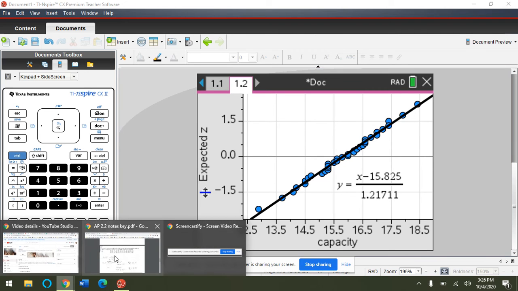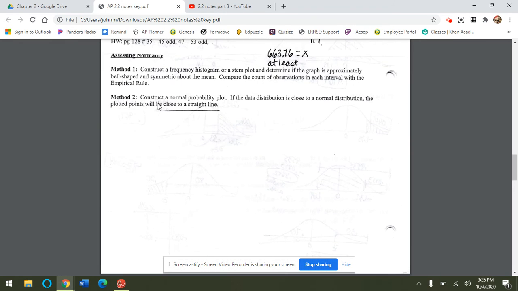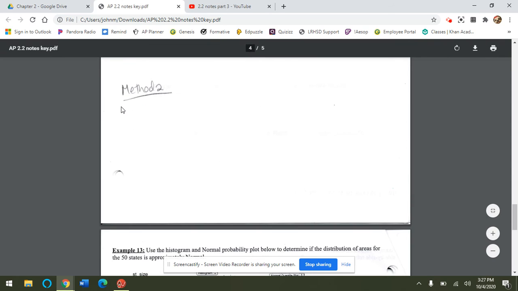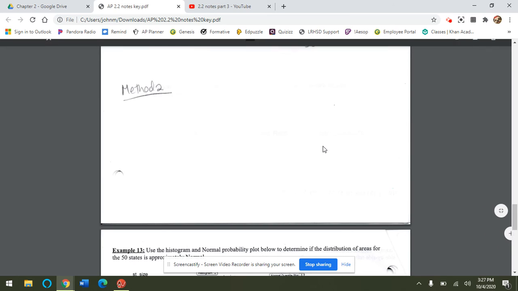Which I wrote here as method number 2. Construct a normal probability plot. If your data distribution is close to normal, then the plotted points in your normal probability plot will lie close to a straight line. So you could write for method number 2, after constructing a normal probability plot, you do a quick sketch, okay? You could say, since the normal probability plot is linear, then the original data is approximately normal. And you could just stop there.